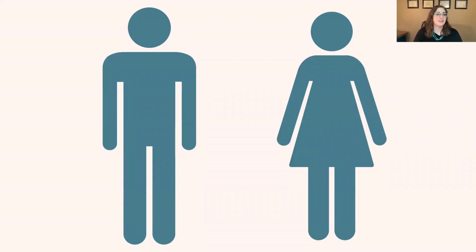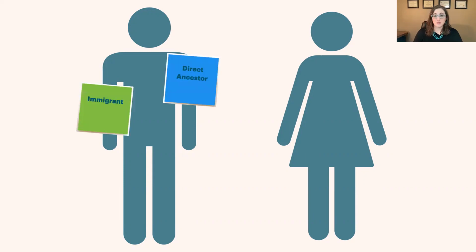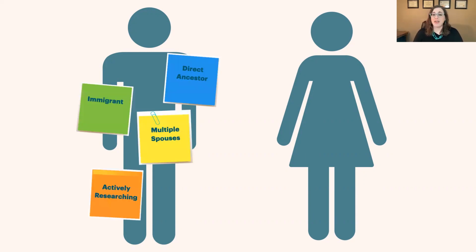Hypothetically, this could be an ancestral couple in my family tree. Starting with the male, I'm going to add some identifiers to help describe him. He's my direct ancestor. He was an immigrant. He had multiple spouses. I'm actively researching him. And he had military service at one point during his life.